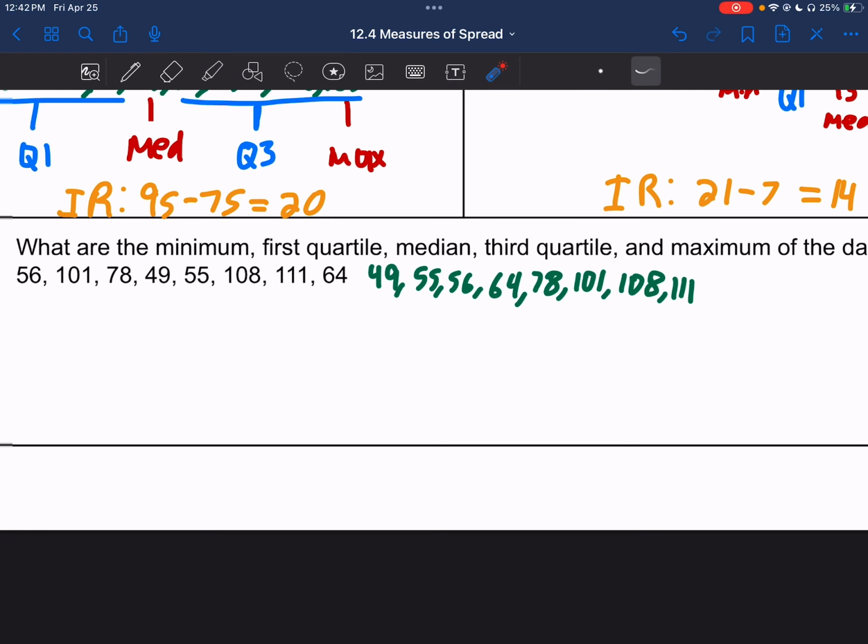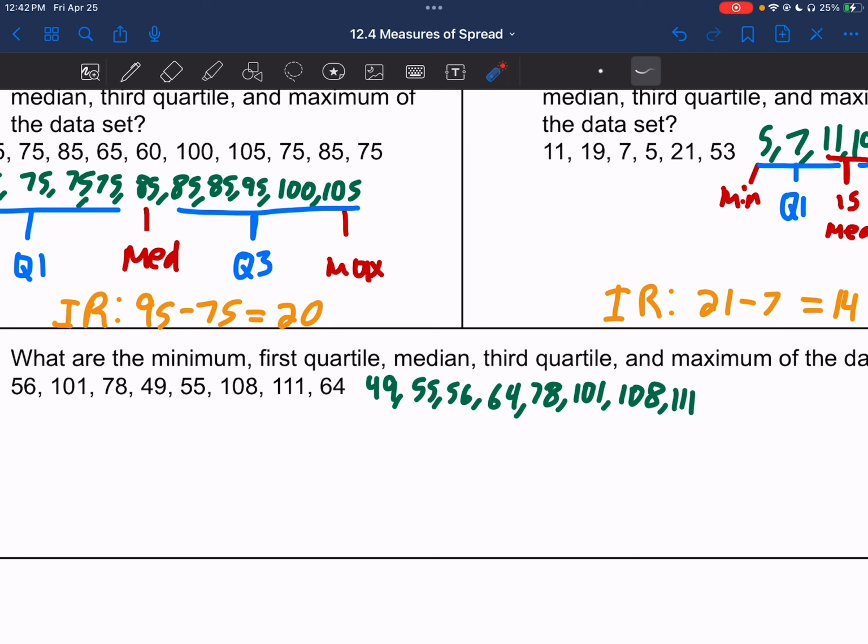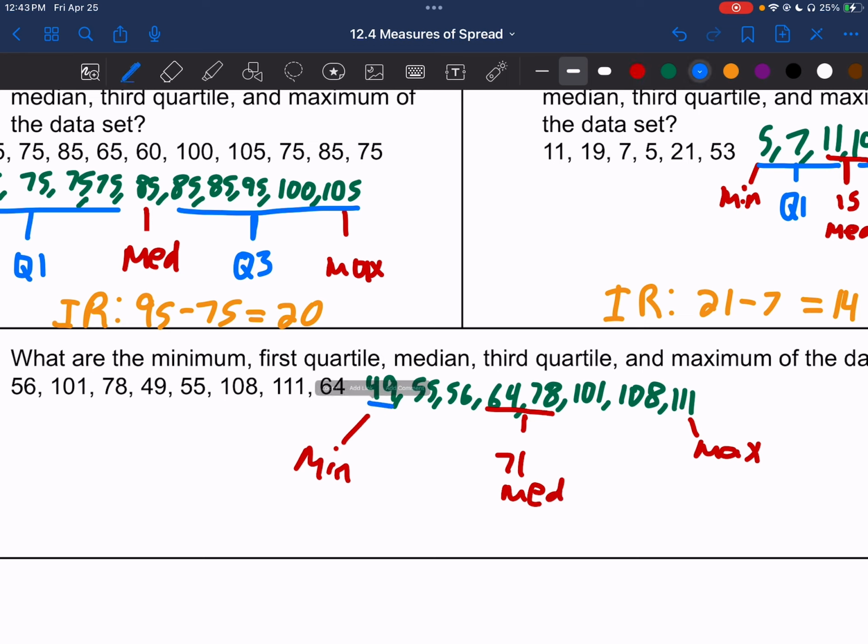All right, our next data set, we have what are the minimum, maximum, and our ranges. So our min is 49. Our max is 111. We had 8 total data points here, so we need to do the middle 2 and find the average of them. And so 64 plus 78, and then dividing it all by 2 is 71. That's your median. And then we look at our left side.